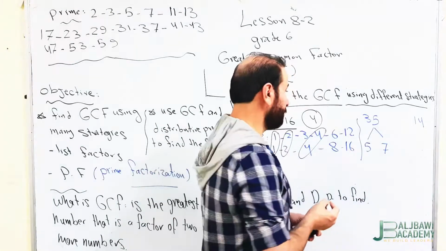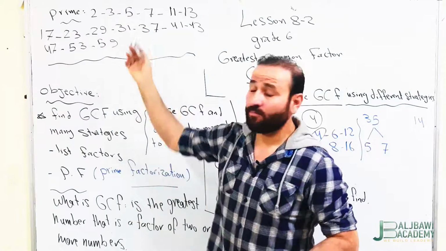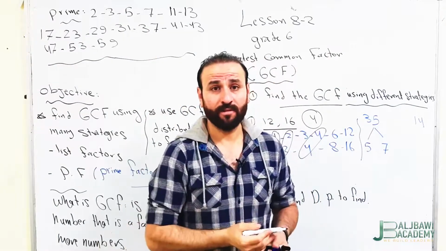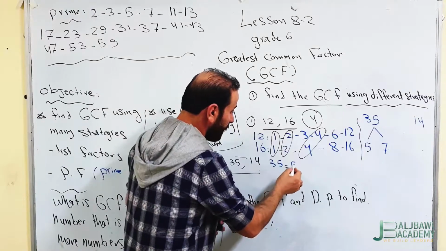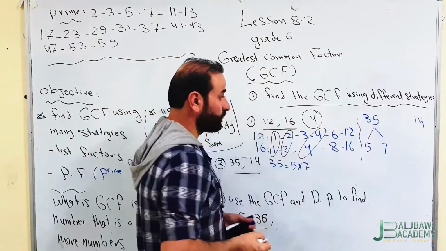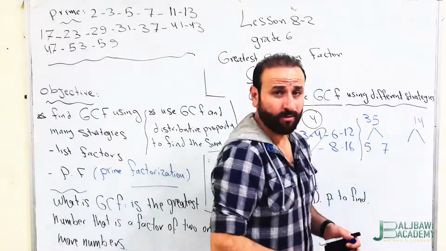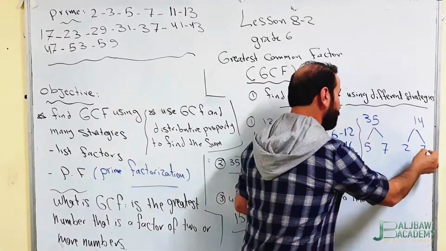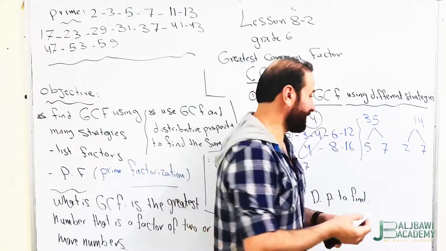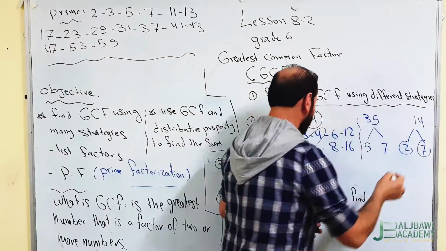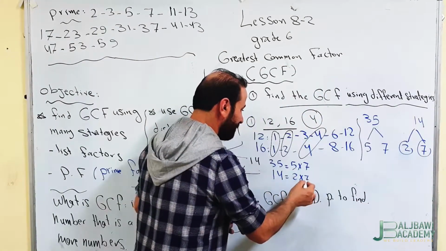Now I continue, but look, 5 and 7, both prime numbers, so I should stop. So I write 35 equals 5 multiply 7. Now 14, it's an even number, so it's a good way to start with 2. 2 and 7, also both are prime numbers, so I stop. So 14 equals 2 multiply 7.